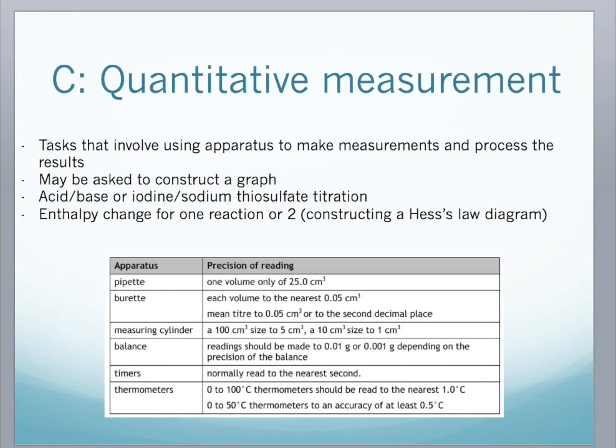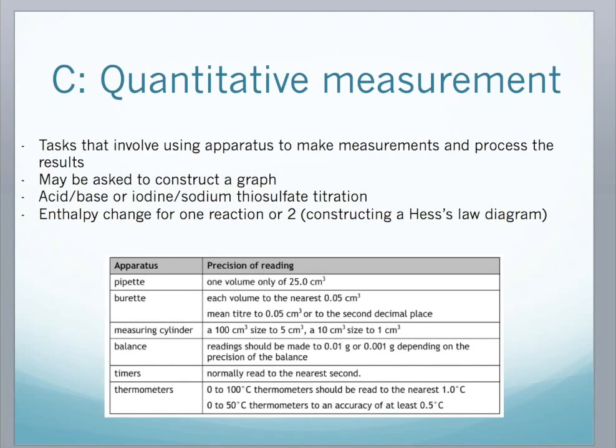Part C of Unit 3, which is the quantitative measurement, usually involves tasks using the apparatus to make measurements and then processing the results. You may also be asked to construct a graph, and in this section, usually you can be asked to carry out either an acid and base titration or an iodine sodium thiosulfate titration, or you can be asked to find the enthalpy change of a single reaction or of two reactions, and then to construct a Hess's law diagram to calculate the enthalpy change for a third reaction.